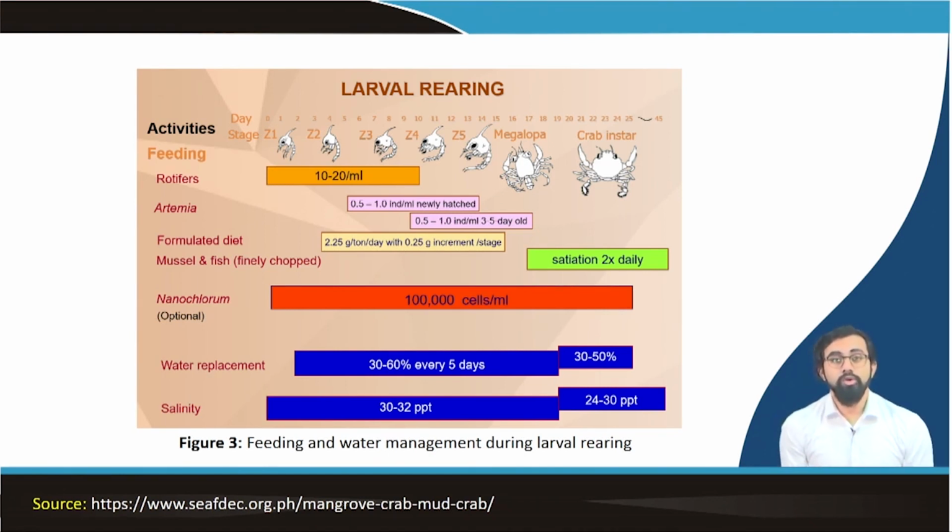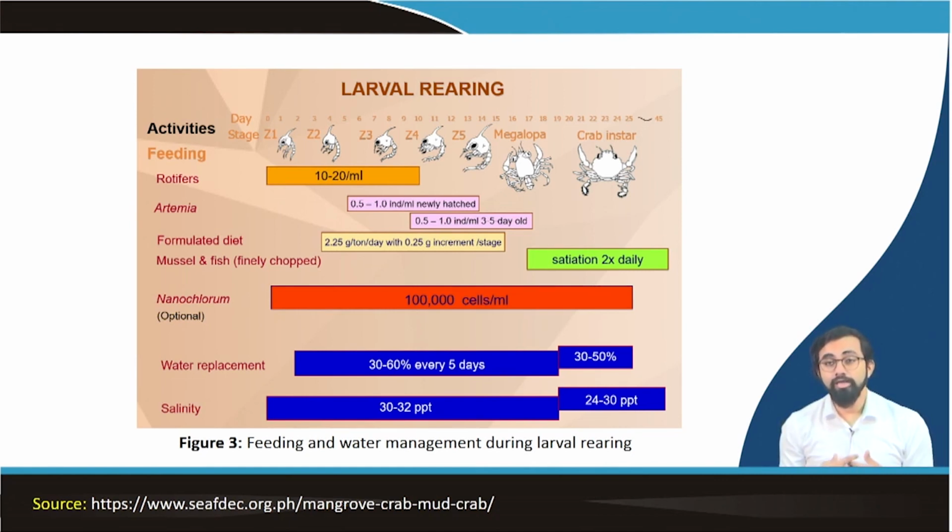In general, if you see the stages of their rearing, from the Zoea stage, Zoea 1, Zoea 2, Zoea 3, Zoea 4, Zoea 5, to megalopa, to crab instar, to the maturation stage, their feeding habits can be different at different stages. Come on, you just don't go for trash fish on the very first day. They cannot have it.